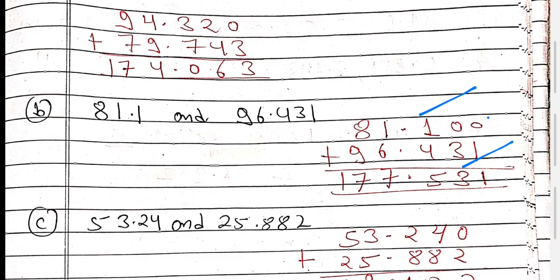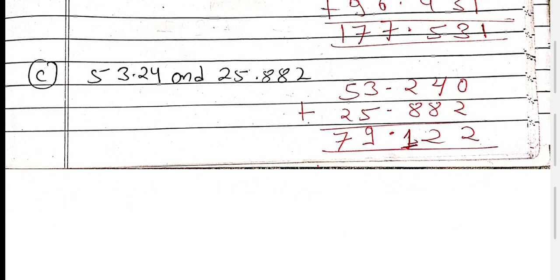Now simply add: 0 plus 1, 1; 0 plus 3, 3; 4 plus 1, 5; decimal as it is. Now 6 plus 1, 7; 9 plus 8, 17. So your answer is 177.531. Now come on C part.